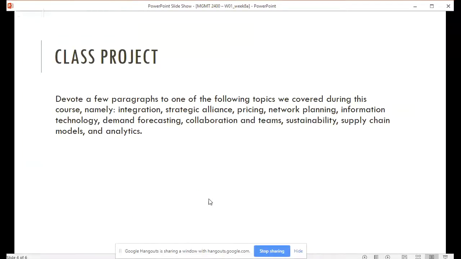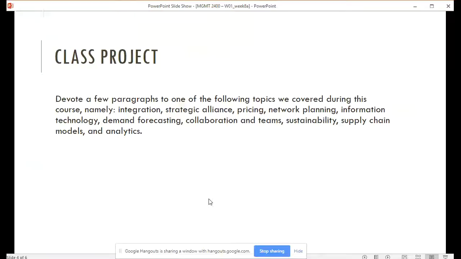The next step will be writing down a few paragraphs and addressing topics that we addressed so far during the semester, like the supply chain integration, strategic alliances, or partnership. So with that, I mean that you will have to talk about who their supplier, manufacturer are, and really give us a better overview on the supply chain. You will be asked to talk about a network and network planning, information technology that they're using, forecasting.